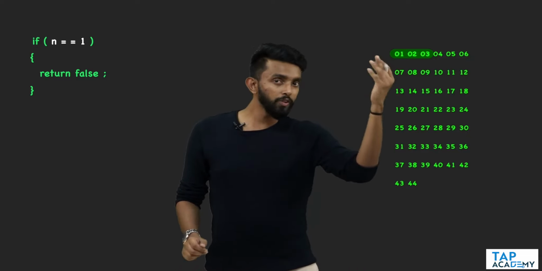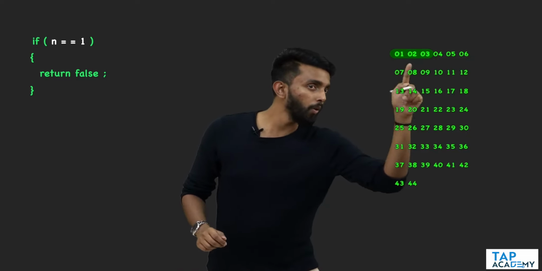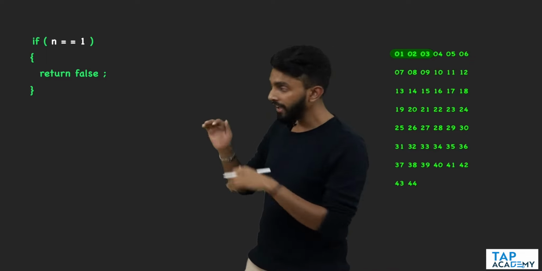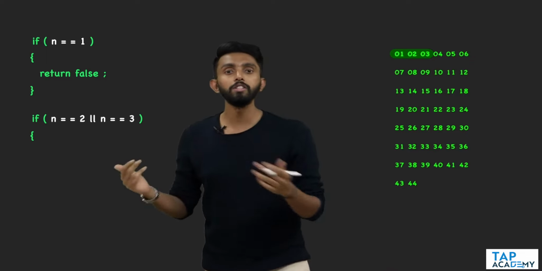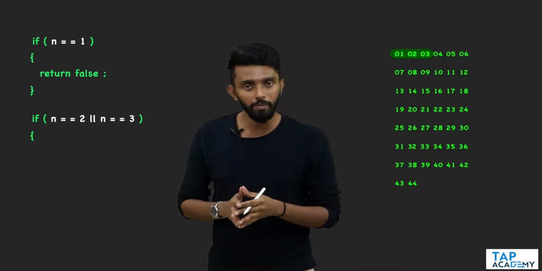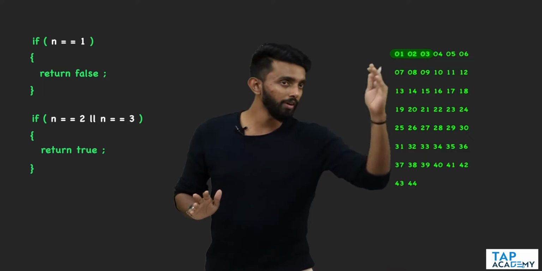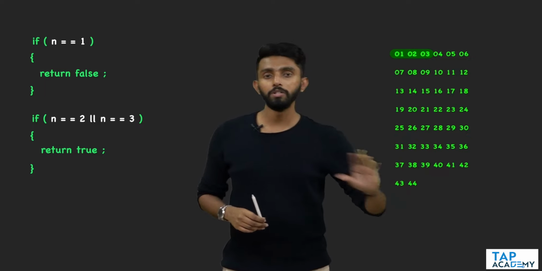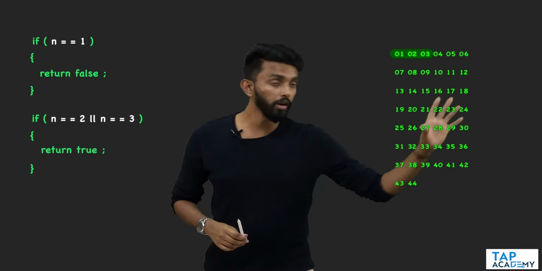So I would like to first check if n is either 1, 2 or 3. If n is 1, false. If n is equal to 2 or n is equal to 3, we know they are prime numbers, so we will just return true. So I have taken care of these 3 numbers. Now I have all these other numbers left out. I have 41 other numbers to check.